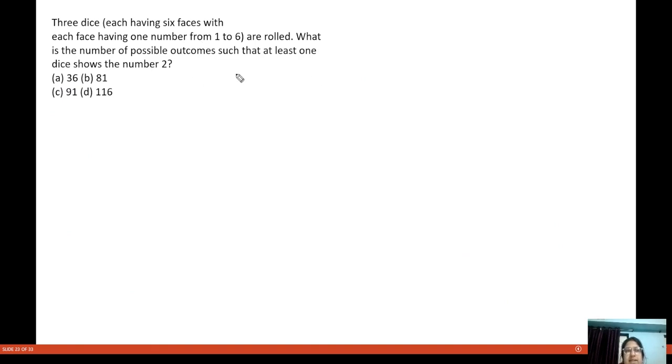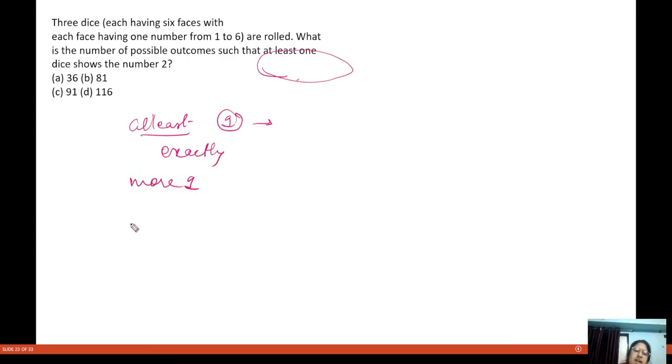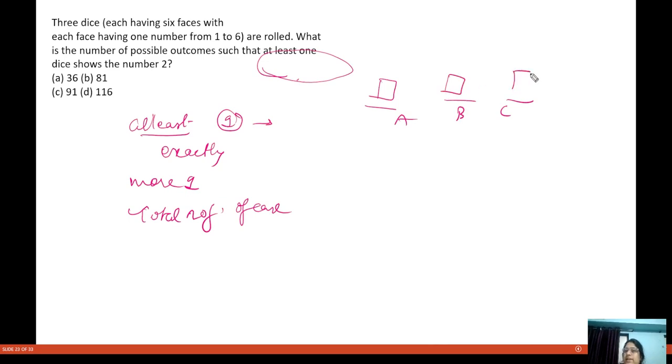What is happening here is that whenever you ask that at least one outcome should be there, you have to calculate that at least one should occur. Then exactly one should occur, more than one should occur, and the total number of cases also you have to calculate. For example, in this case they have given that there are three dice A, B and C. We are having three dice and these are being rolled.